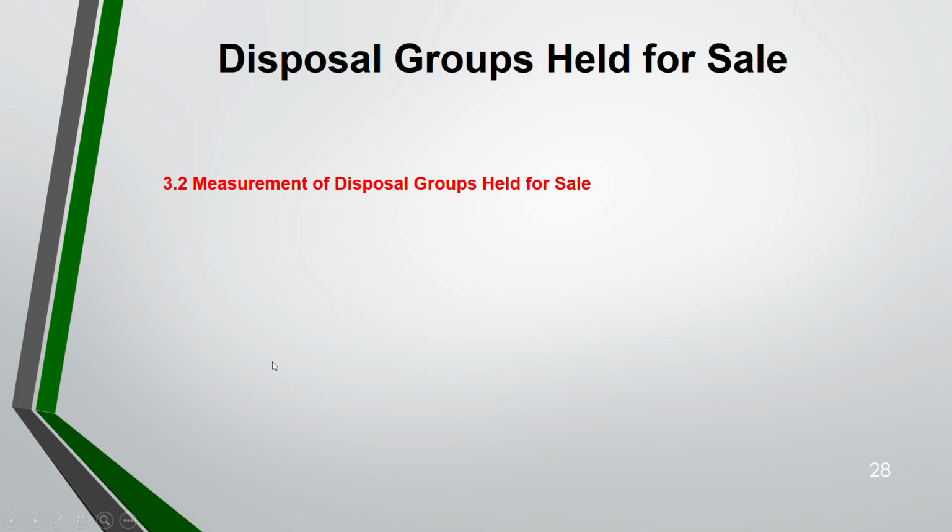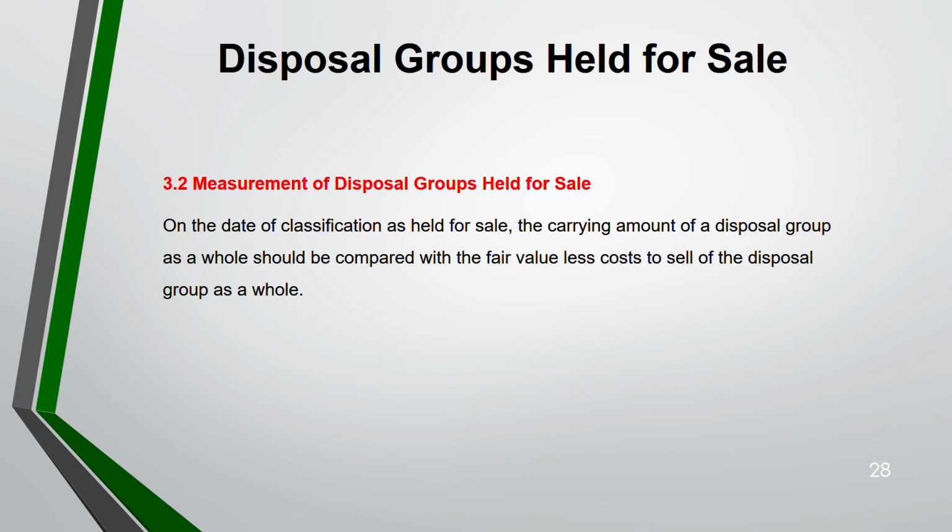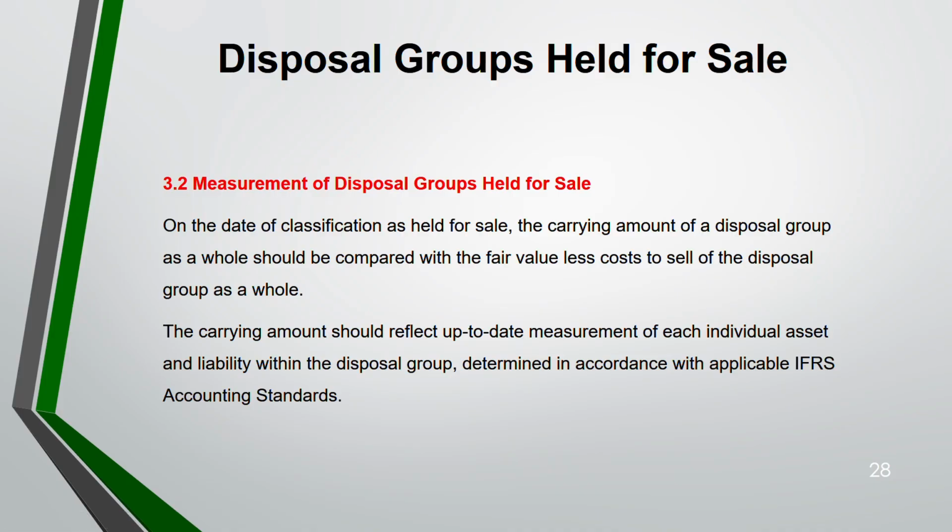Next, how do you measure a disposal group that has been held for sale? On the date of classification, the carrying amount of your disposal group, you should compare it with the fair value less cost to sell of the disposal group. Same as non-current assets. The only thing is this is now a disposal group, not a non-current asset. The carrying amount should reflect up-to-date measurement of each individual asset and liability in that group, determined in accordance with applicable IFRS standards.